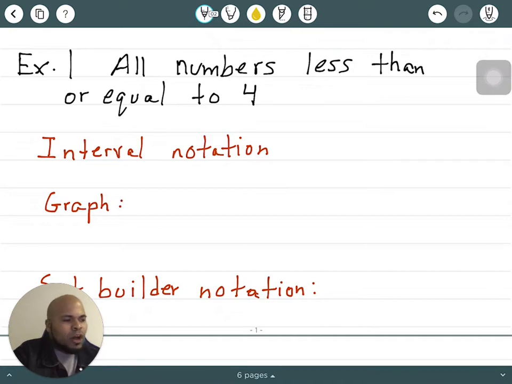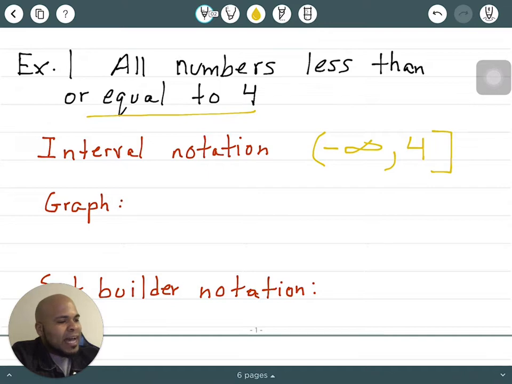Example 1. How can I express all numbers less than or equal to 4? Well, in intermediate algebra, we're going to use three different main ways that we can express this. The first thing is interval notation. Through interval notation, if I want to express all numbers that are less than or equal to 4, I'm always going to start imagining that I have a number line and I'm going to move from the left to the right. So I'm going to start with all the negative numbers, from negative infinity up to 4, because it says less than or equal to 4, and I'm going to stop.